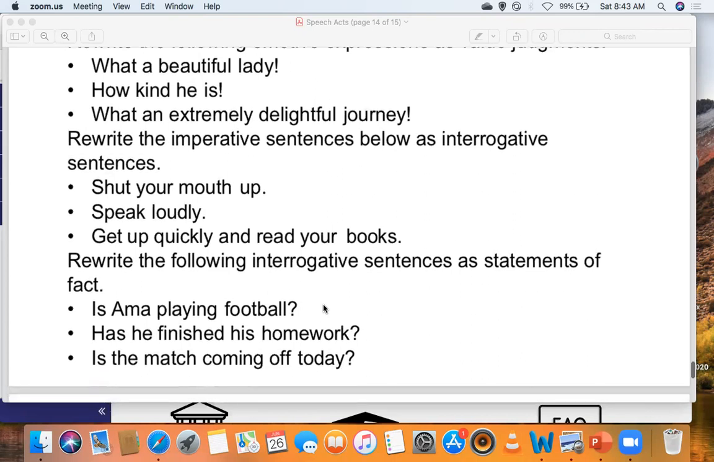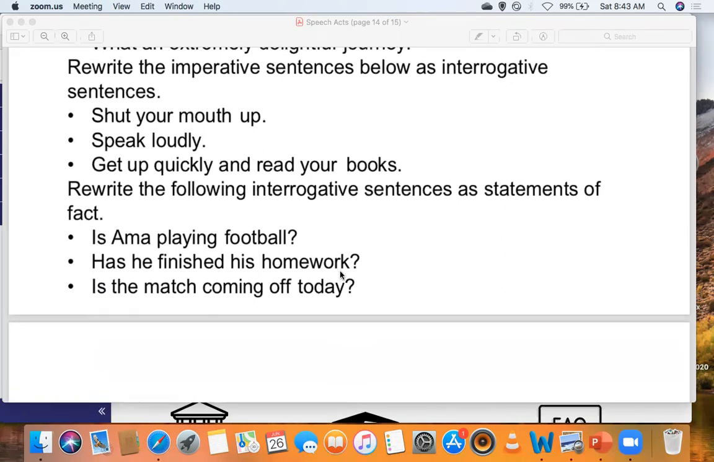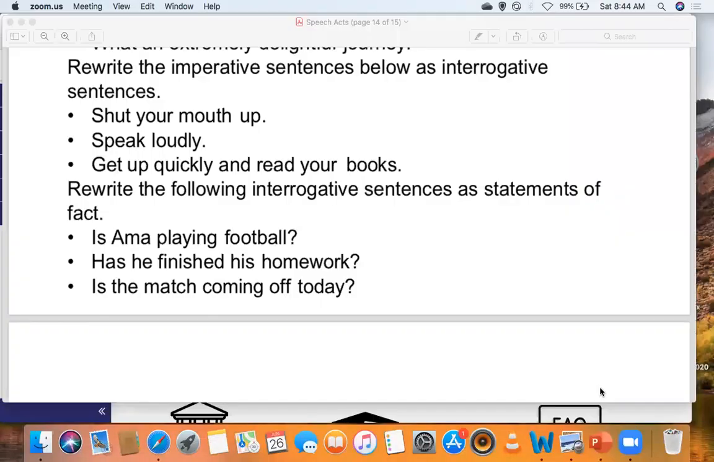Then Deborah and Victoria, you're going to answer the first and second of the last one. Did I miss someone? Deborah, Victoria, and Laurencia. So let's go back to the slide. Rewrite the following interrogative sentences as statements of fact. So convert from interrogative to factual statement. The first one.